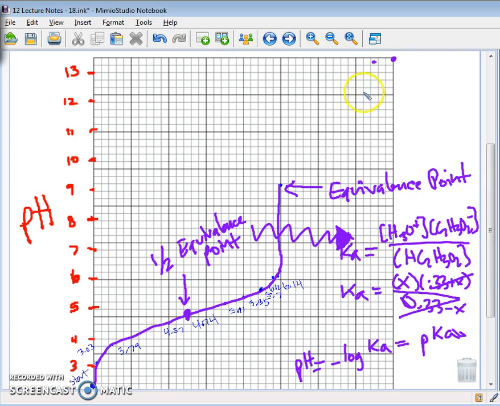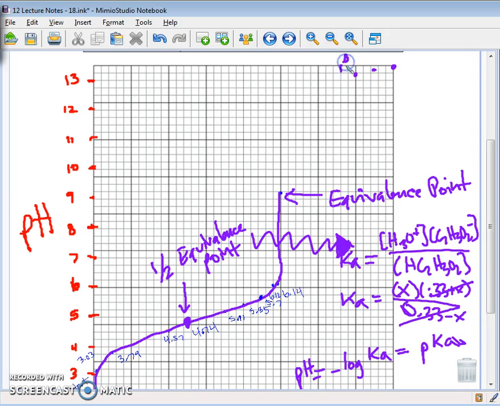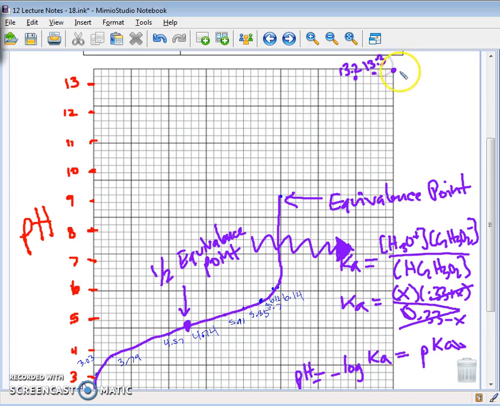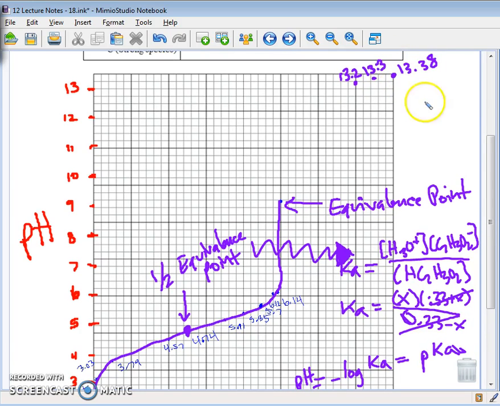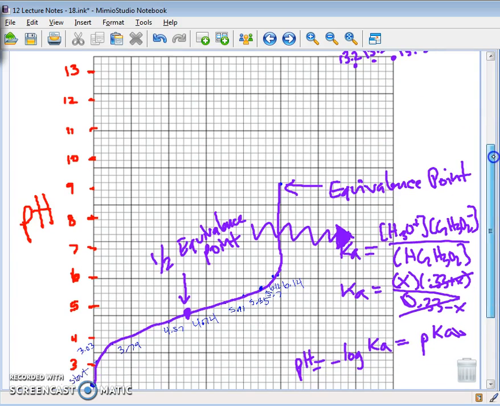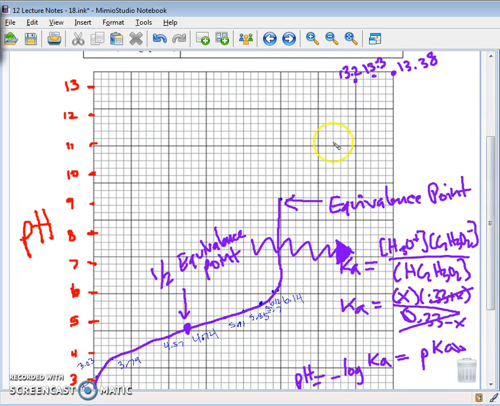Okay. And give me some other ones. At 17, it's 13.2, so just under that line. Right? So this is 13.2, 13.3. And this is going to be 13.38. What else we got? Anyone else have one?